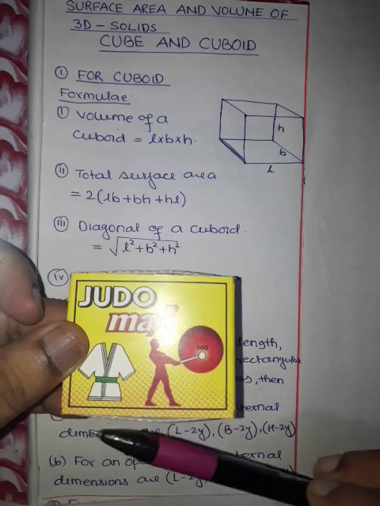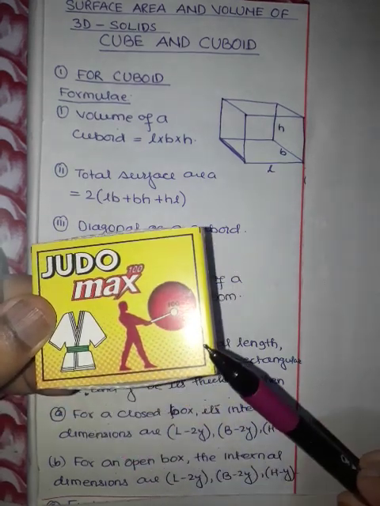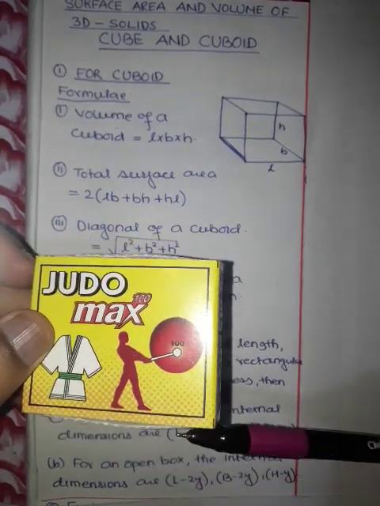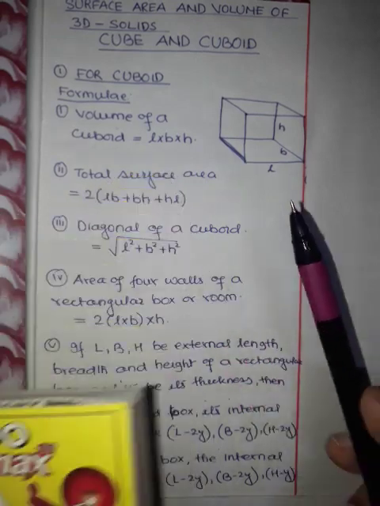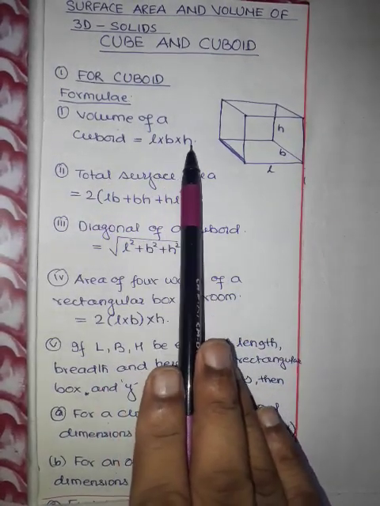Now suppose you want to find the volume of the cuboid, you can multiply length, breadth and height. So in this case, the volume of a cuboid is length into breadth into height.